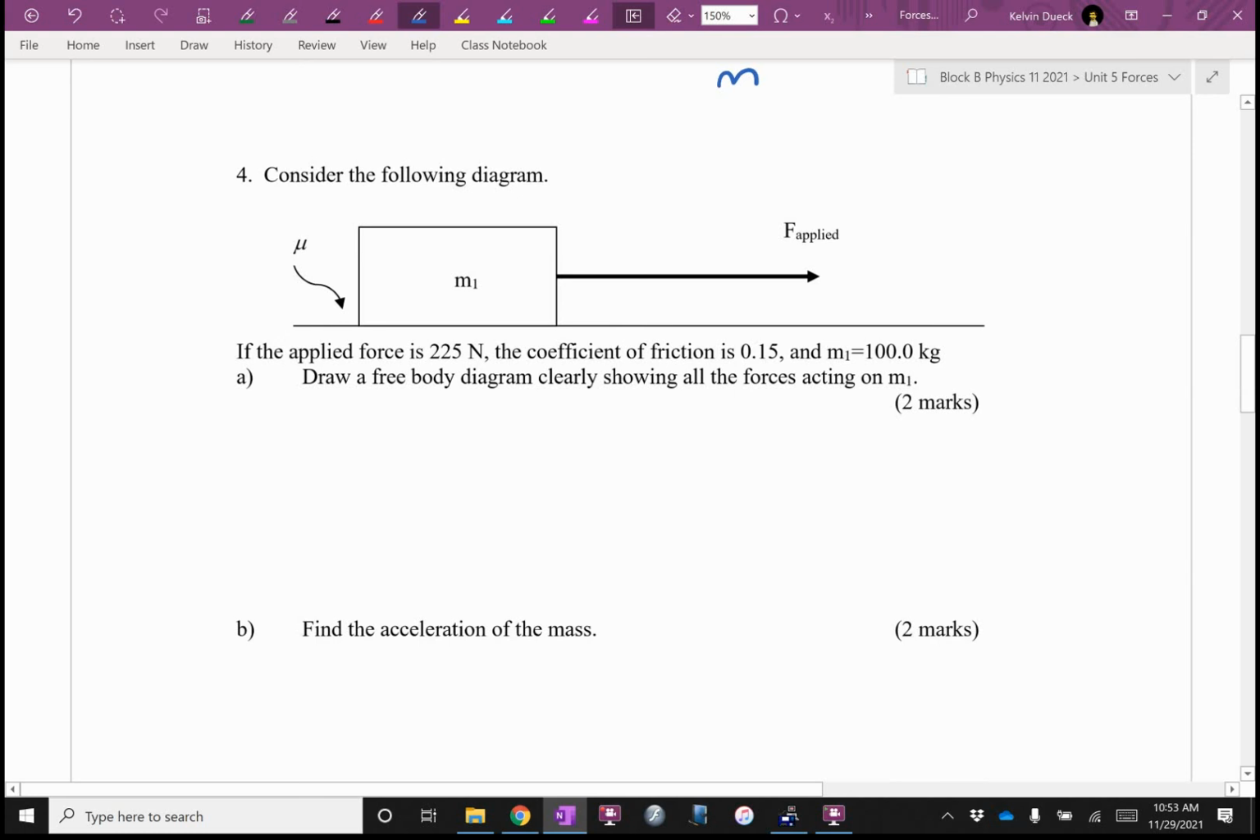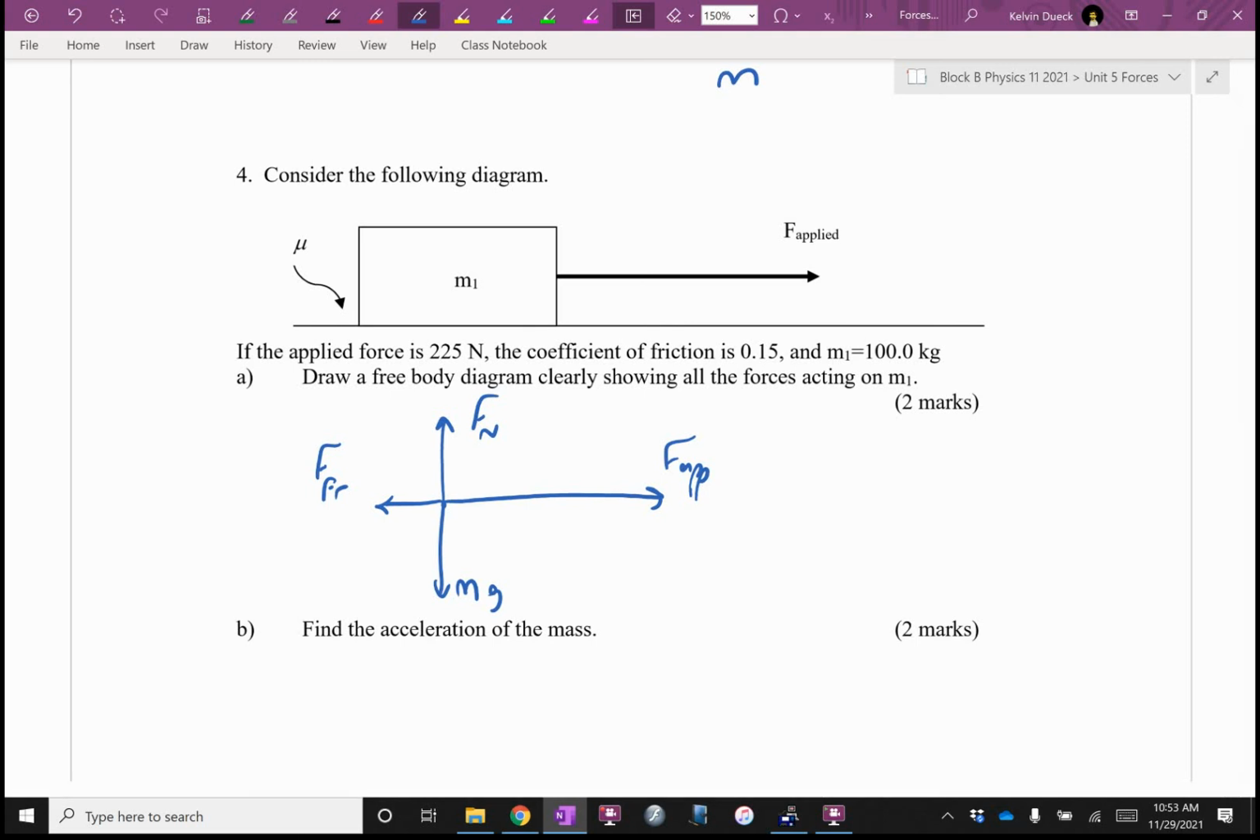Draw a free body diagram. Okay. mg, normal force, F applied, friction. How many lines did I draw? How many marks is this worth? How about a half mark for each line? Now here's what I need. Your normal force and your mg should be about the same size, and F applied should be bigger than friction in this case.